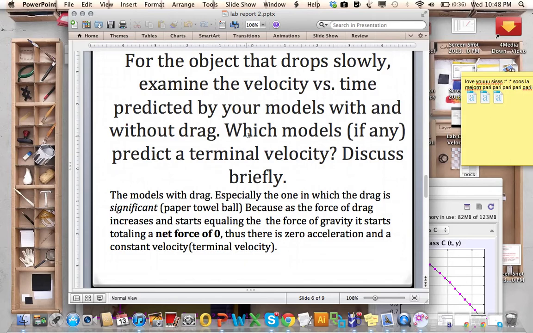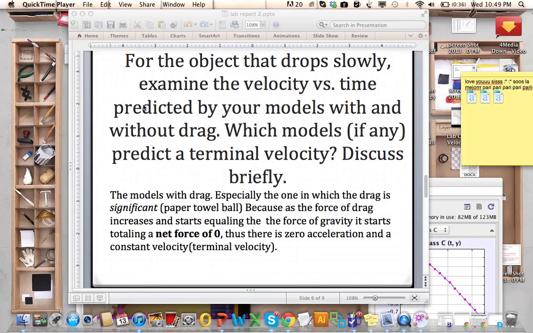So you have drag and it's increasing because velocity is increasing. And then you have the force of gravity, which in this case is constant. So drag gets bigger and bigger each time. And you have the velocity, and the forces equal together, making a net force of 0.